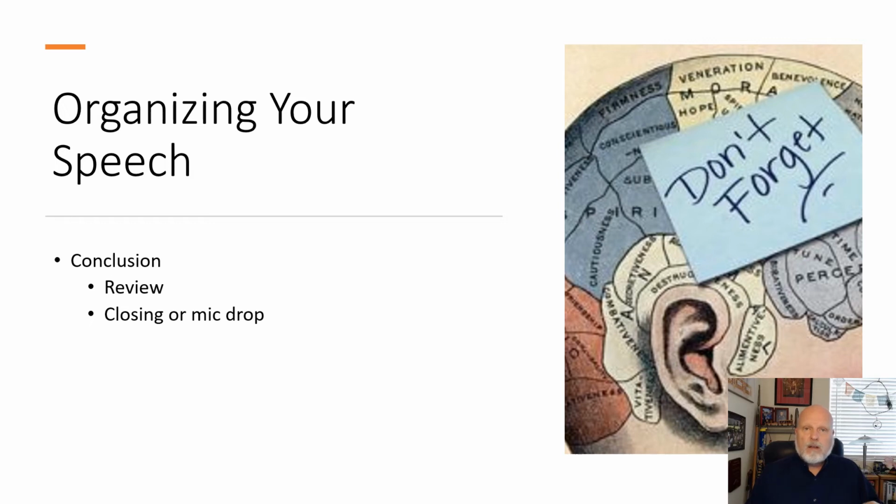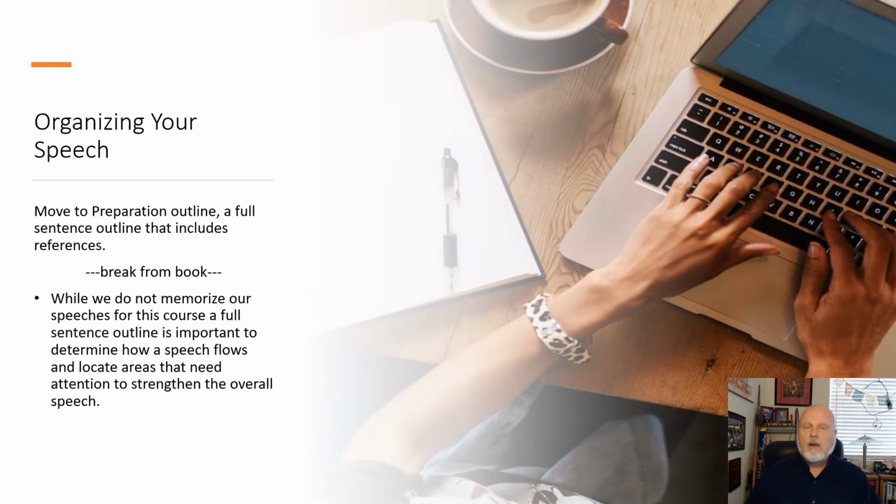When you're outlining, you're going to have to remember certain aspects. As you're moving towards a preparation outline, this is actually going to be what you're submitting to me as an outline. It's going to include full sentences. The reason why we go with full sentences, even though you're not memorizing it, is because you can then read through it and see how it sounds, if it has a rhythm, if it makes sense, if your audience is going to be able to retain it.